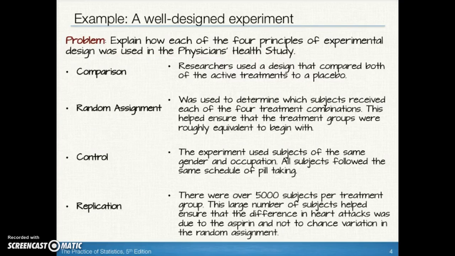And for replication, there were over 5,000 subjects per treatment group. This large number of subjects helped ensure that the difference in heart attacks was due to the aspirin and not due to chance variation in the random assignment. For some additional practice in identifying well-designed experiments, try exercise 63.